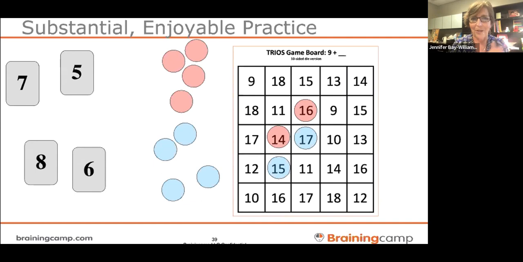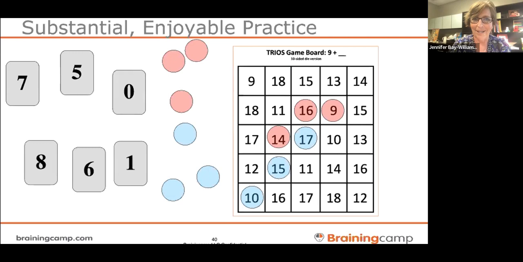And then on the third round, red gets a 0. So then they don't need the strategy. They just say 9 + 0. That's 9. I know that answer. So they mark the 9 on their game board, and the blue player gets a 1, and they say 9 + 1 = 10. I know that fact. They don't have to talk through the strategy. They get a trio, and the game continues until the game board is full or until time is up. So very fun game. That is a way to just practice the strategy.